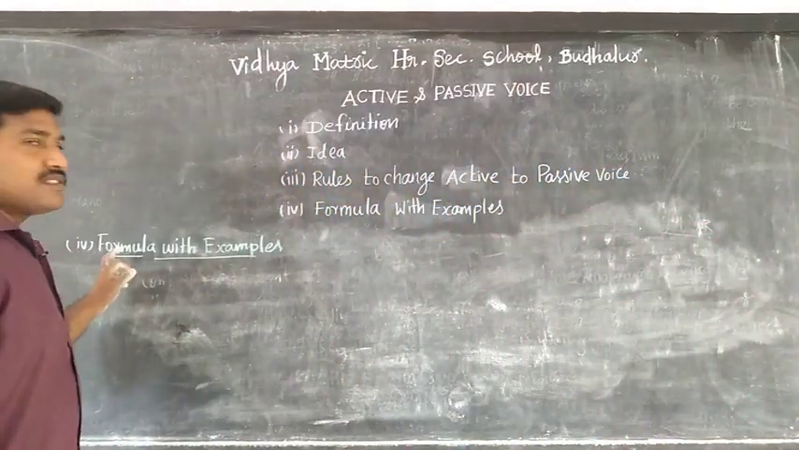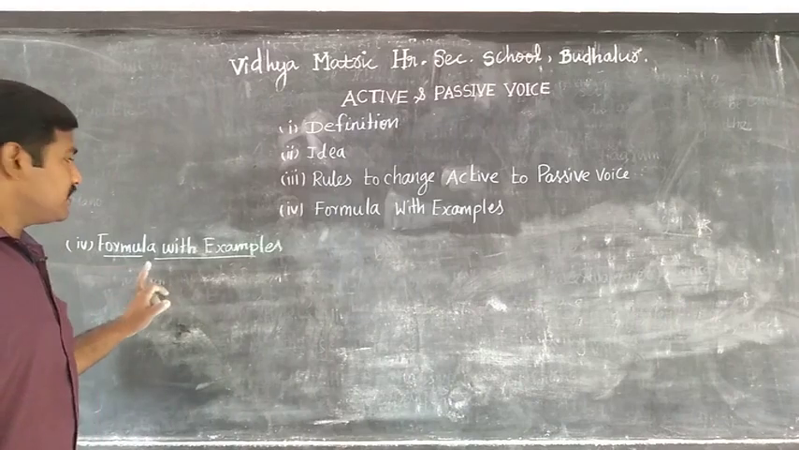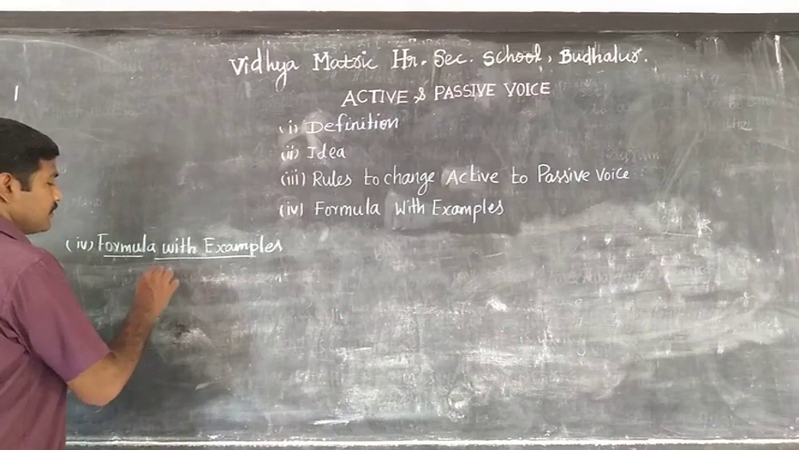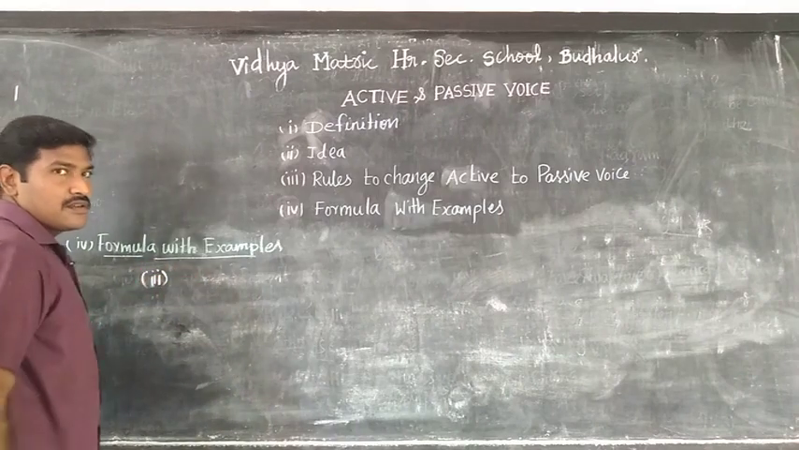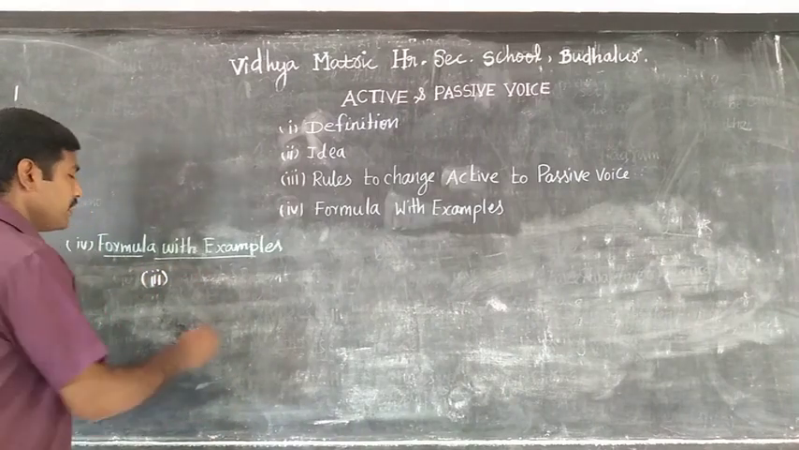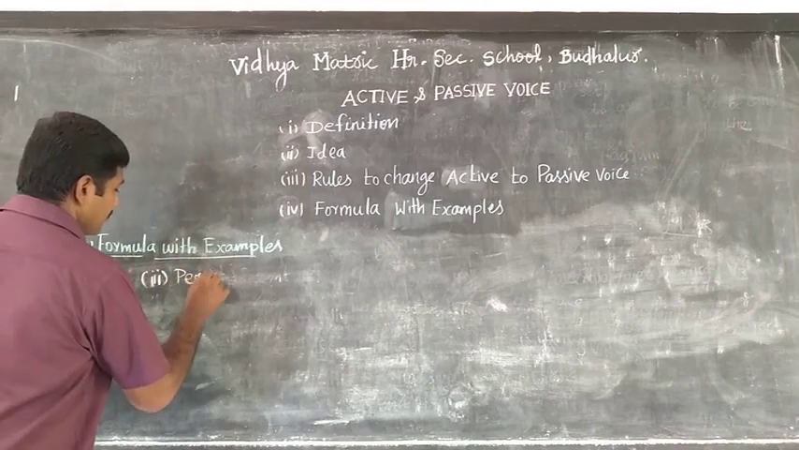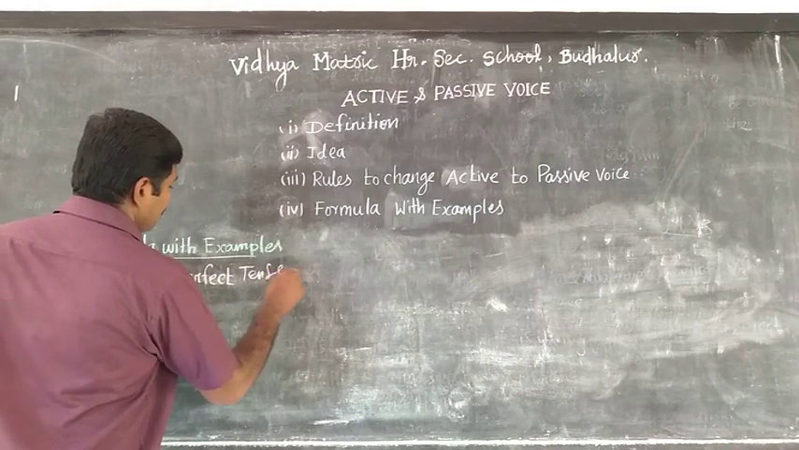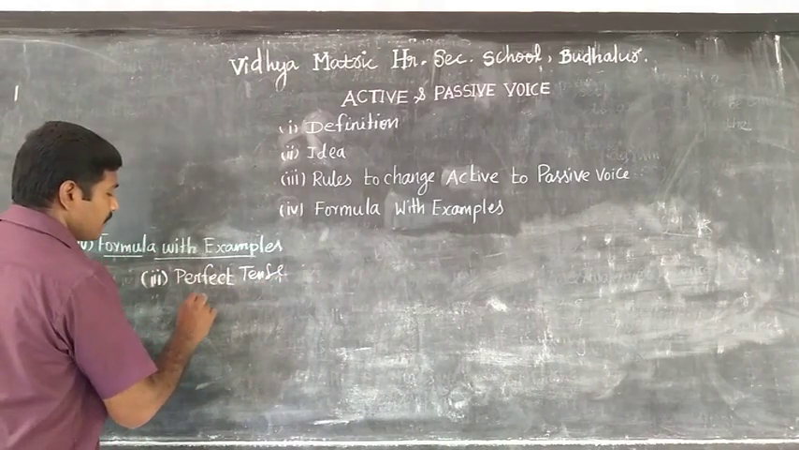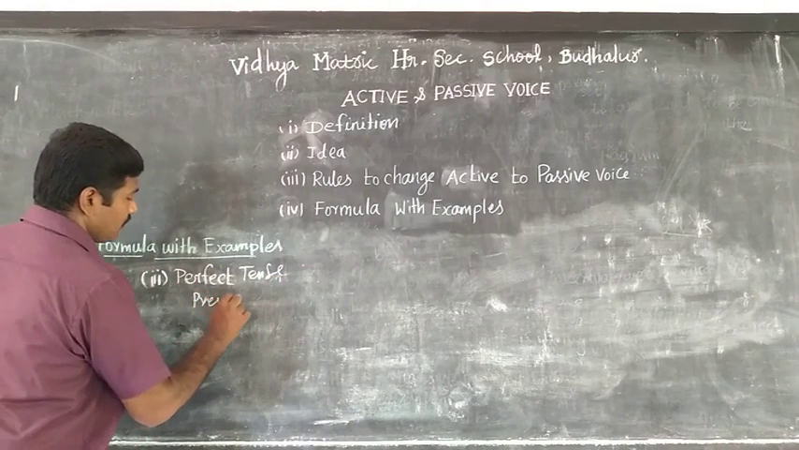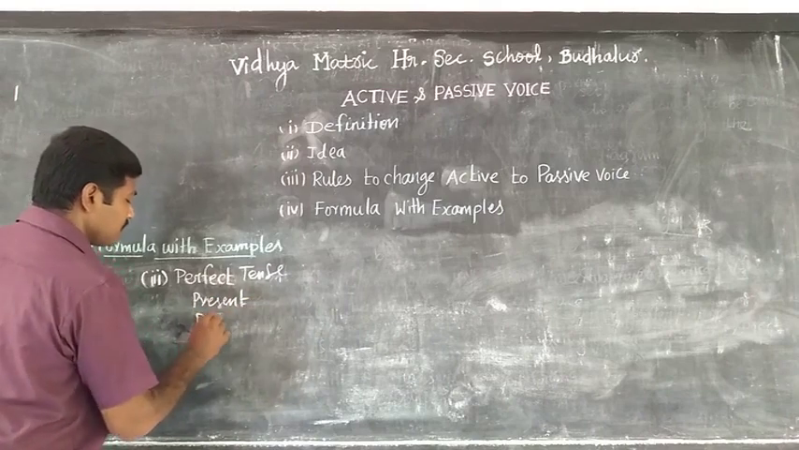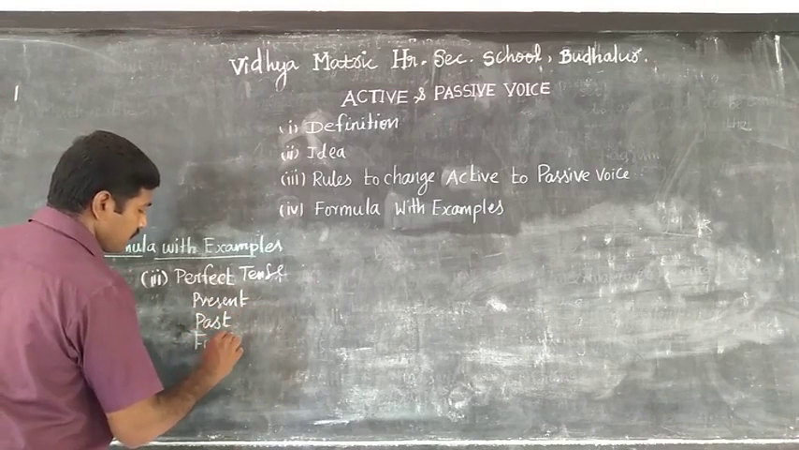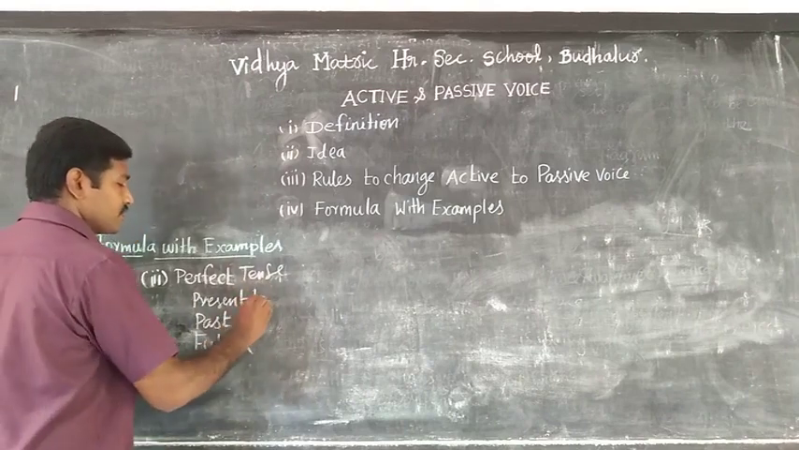So formula step number 1 finished, step number 2 finished, now step number 3. What is step number 3? Perfect tense. Perfect tense: present perfect, past perfect, future perfect.